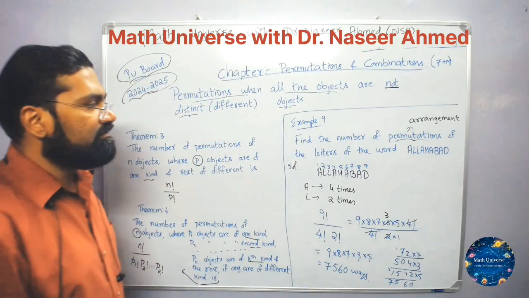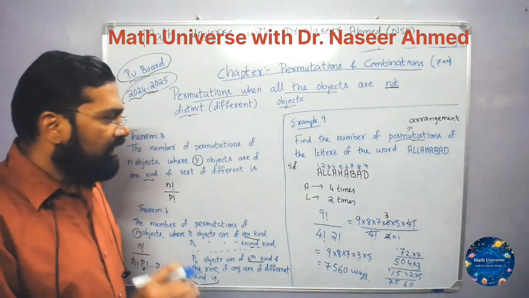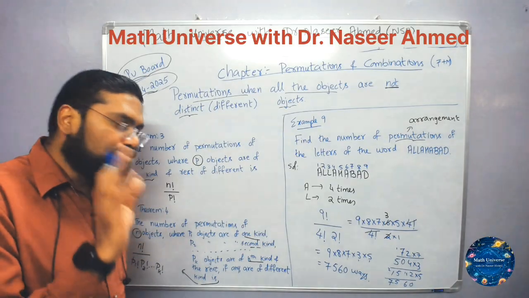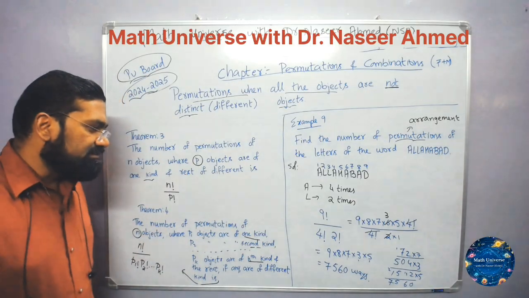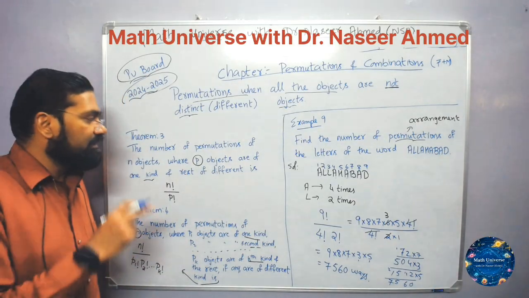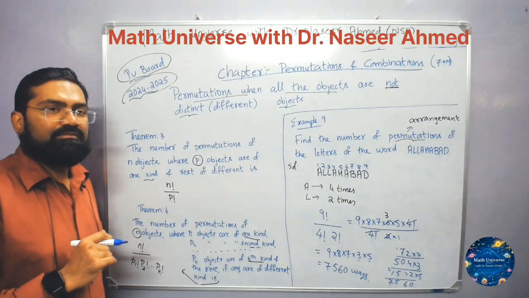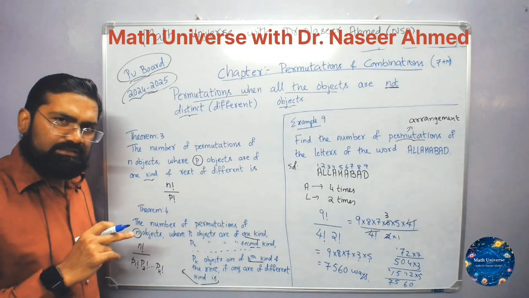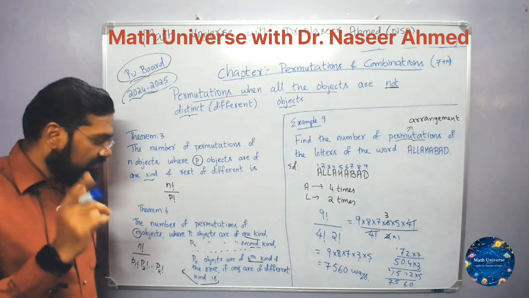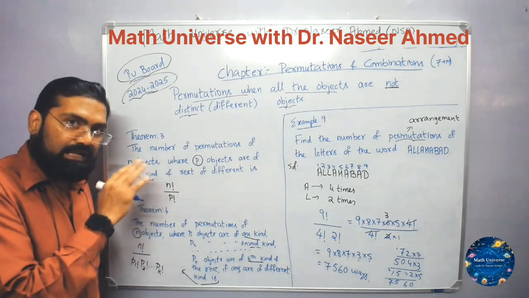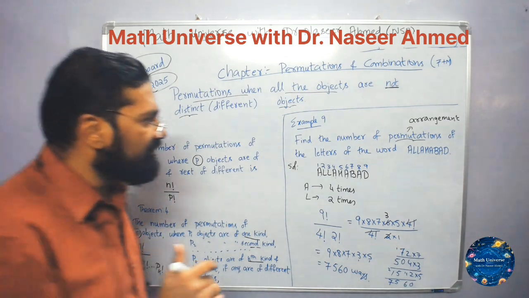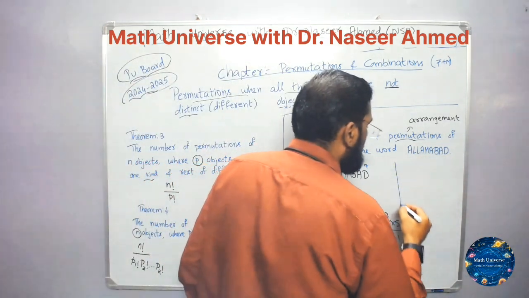This many ways we can arrange it. Now, I just want you to understand one more way. When all the n objects are distinct, it is not that we are not dividing by anything. Actually, we are dividing. Let's take one example.